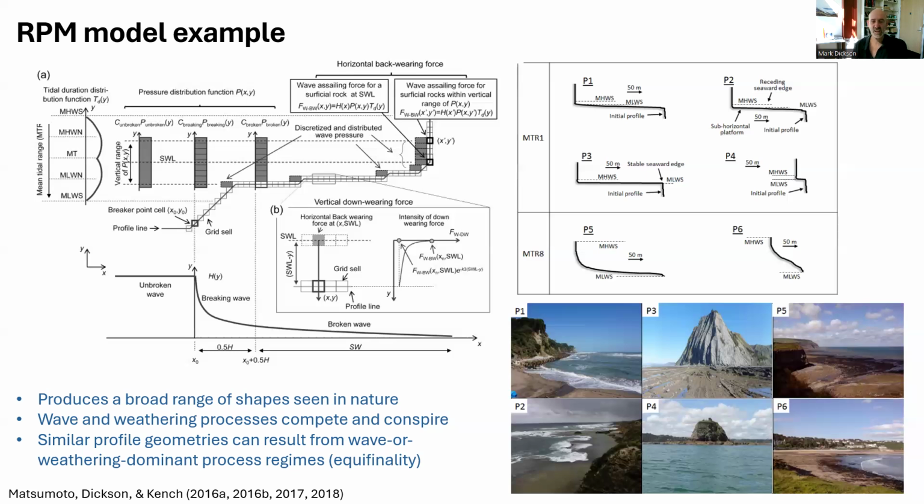So this is a classic kind of geomorphological equifinality problem, and you can understand why field workers for many years may have argued about wave and weathering process dominance, because it's quite possible they're looking at two quite different process regimes producing very similar morphological shapes. So how do we grapple with this type of situation?